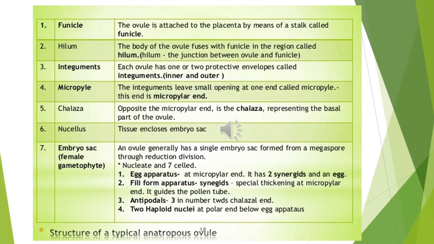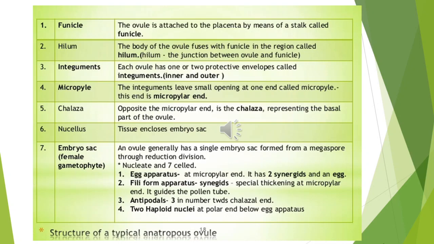Towards the chalaza there are 3 cells, and towards the micropyle there are 3 cells in the embryo sac. Enclosing the embryo sac, tissues are present on the lining, which are called the nucellus. Out of these nucellus cells, one will be prominent and will function as the embryo sac, or we can say the female gametophyte.